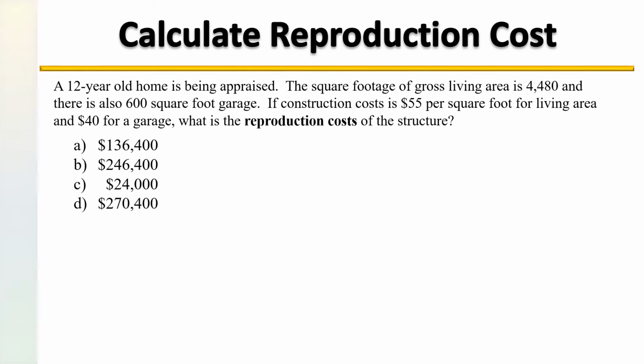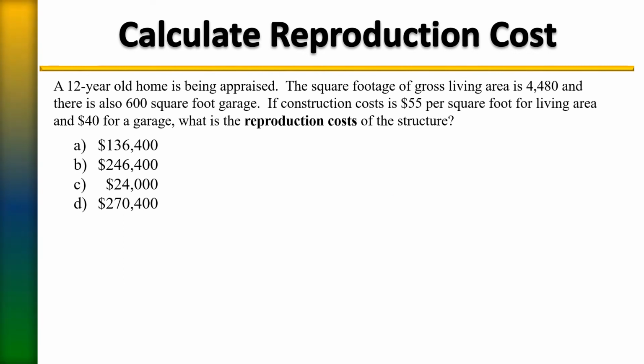A 12-year-old home is being appraised. The square footage of gross living area is 4480, and there's also 600 square feet of garage. So the construction cost is $55 per square foot for the living area and $40 for the garage. Let's go ahead and calculate those reproduction costs.